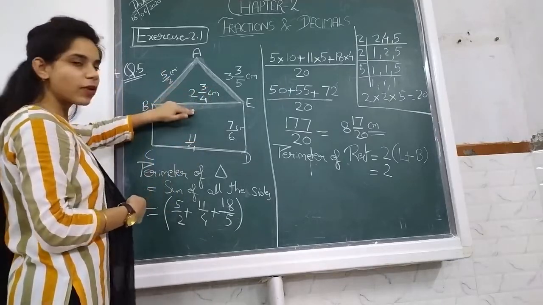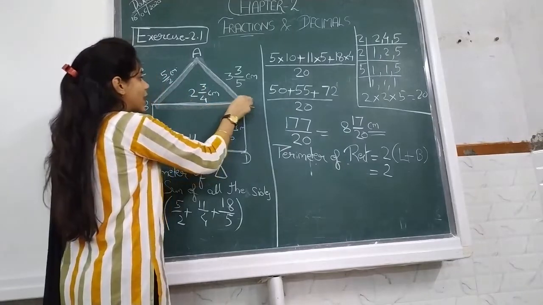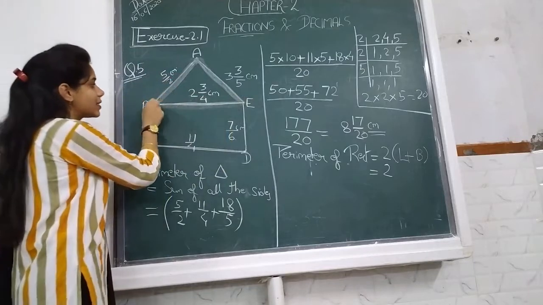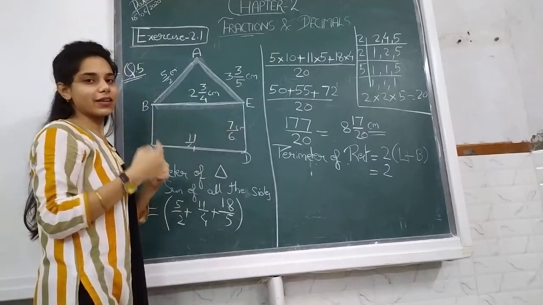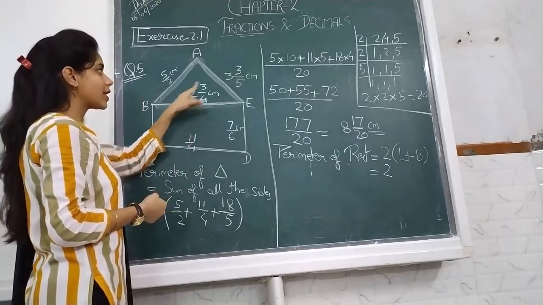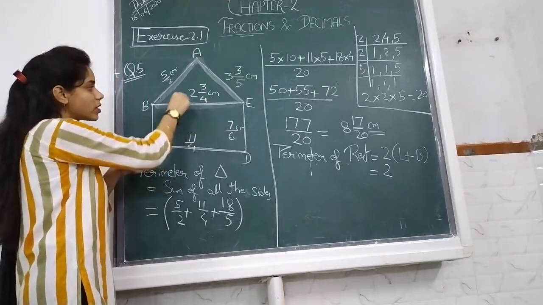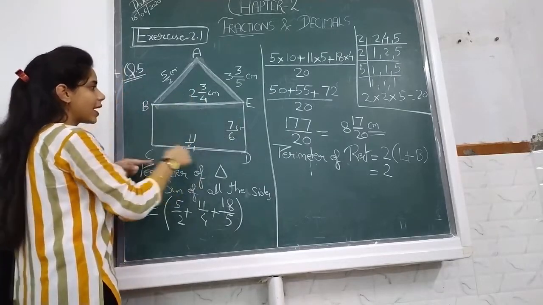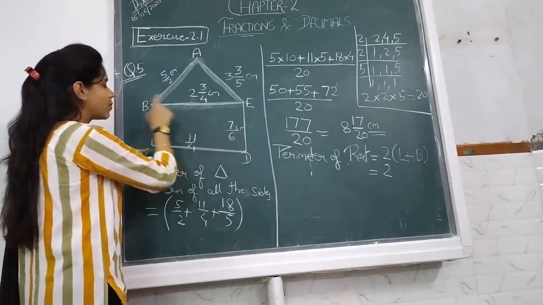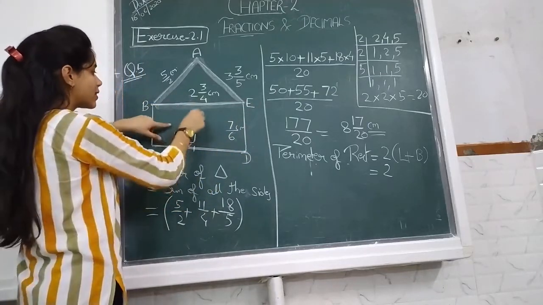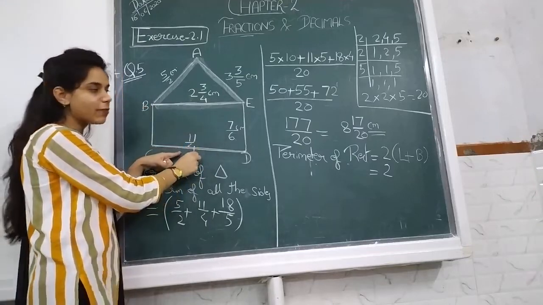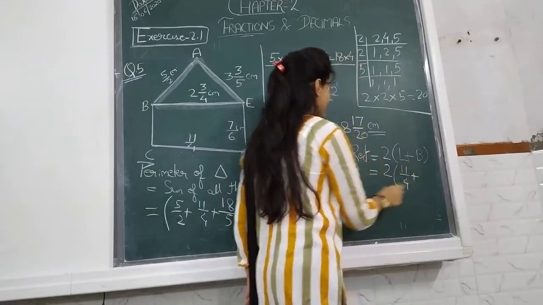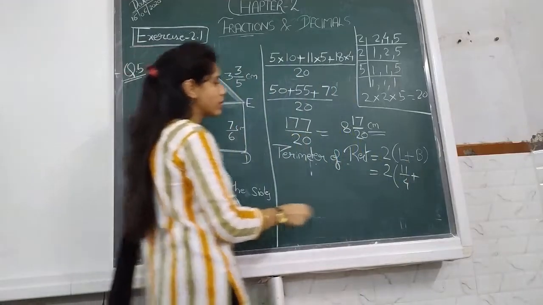This is the base of the triangle, as well as the length of the rectangle. So 4 twos are 8, 8 plus 3, 11 by 4, because opposite sides are equal. This and this are equal, and BC and AD are equal, and CD and BE are equal. So in this way, the length of the rectangle will be 11 by 4. So you can put here 11 by 4, and the breadth given to us is 7 upon 6.